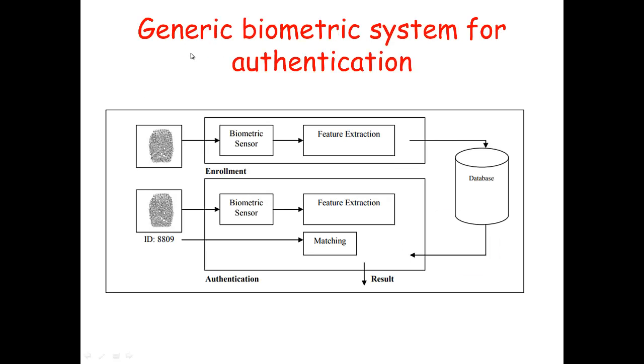This just shows the generic biometric system for authentication. There are two steps when you use this system. The first, you need to enroll the biometrics in the database. For example, you have a person you want to let use your computer. First, you need to register him in your system. Then you get his fingerprint using some sensor, then extract the features, then store the features in the database.